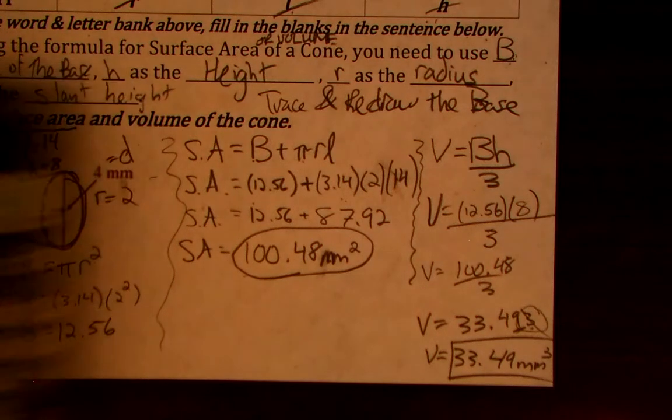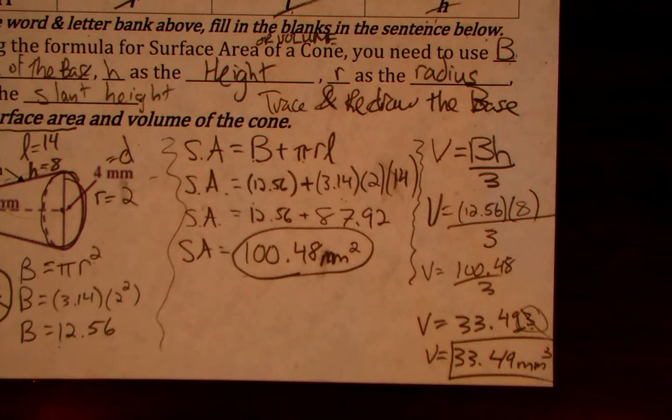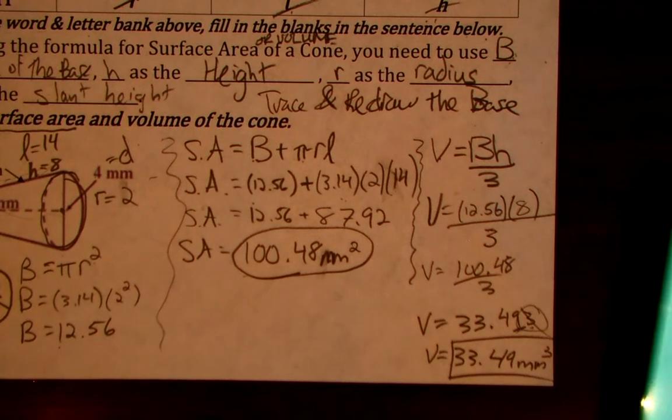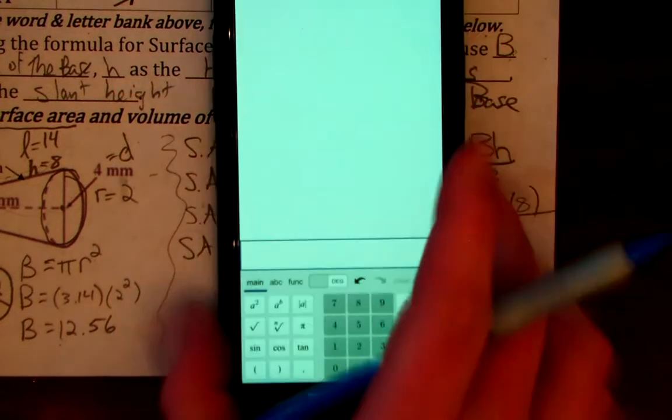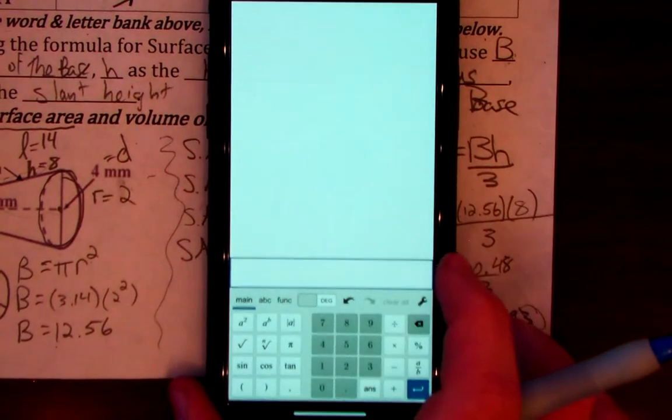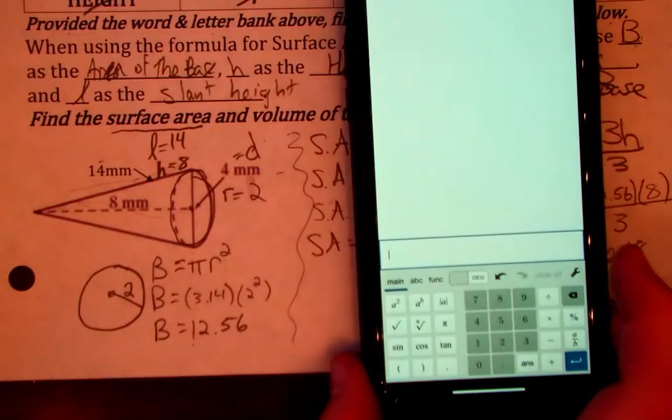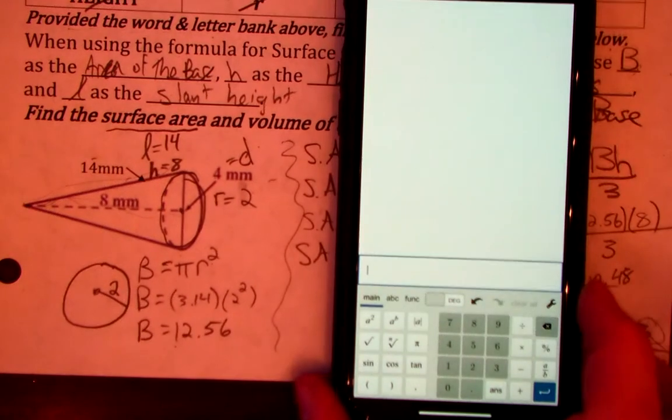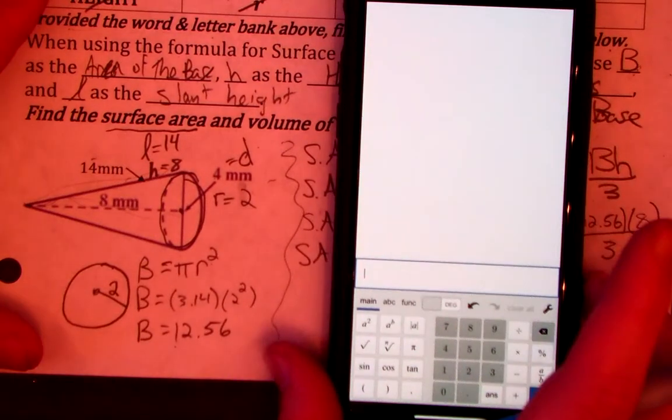To double check my work, because I want to make sure I get it right the first time, because why do it at all if you get it wrong? Let's double check using that wonderful Desmos calculator. So we're going to type in our values and formulas for ourselves. So we have the following.